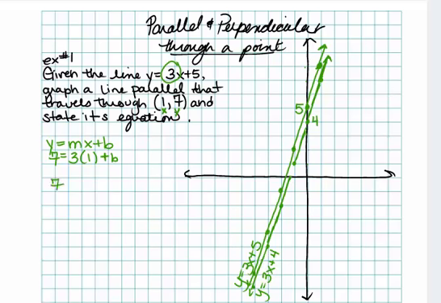I'm going to carry down the 7. Instead of 3 times 1, I'm going to put 3 and solve to get b alone. And when I solve to get b alone, it works out to 4, just as it did on my graph. So my equation is the same slope, but it crosses at 4. So I'm trying to show you this graphically and algebraically.